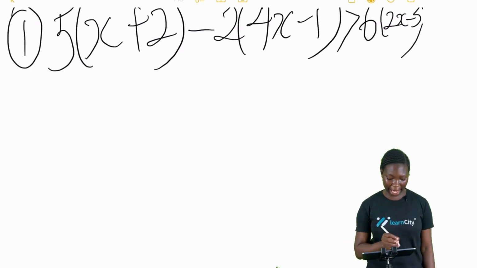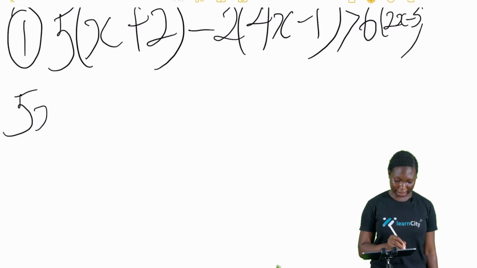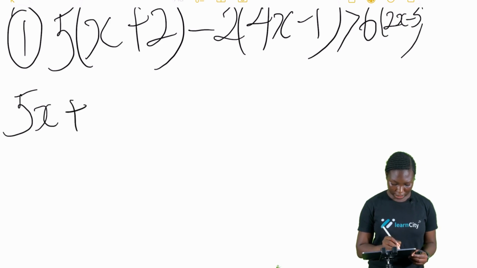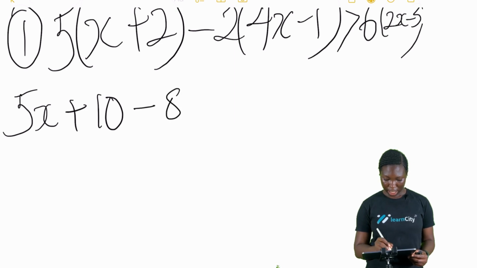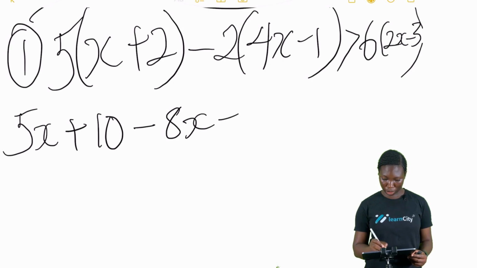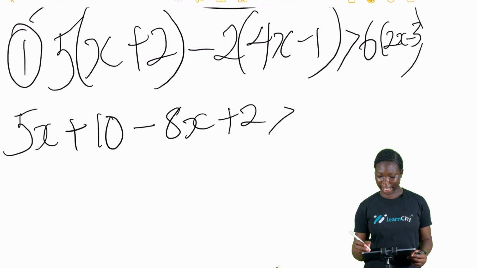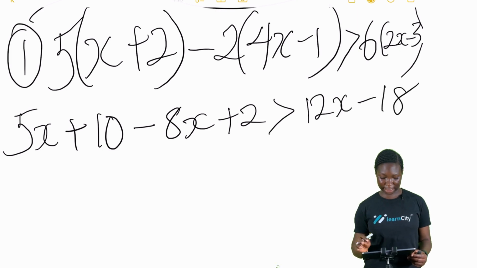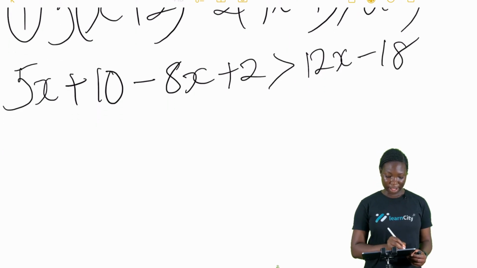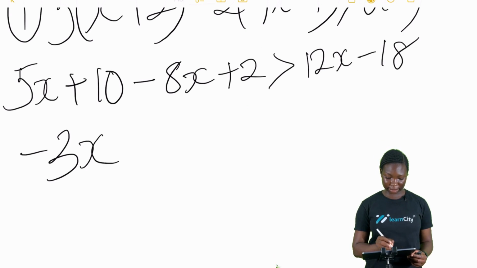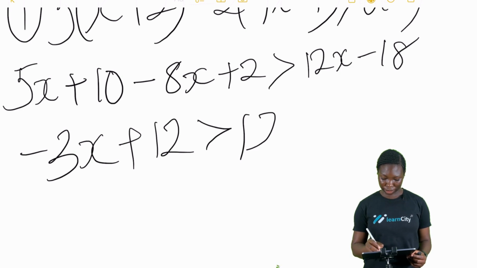So, opening the bracket, we have 5x plus 10 minus 8x plus 2 greater than 12x minus 18. So we have minus 3x plus 12 greater than 12x minus 18.